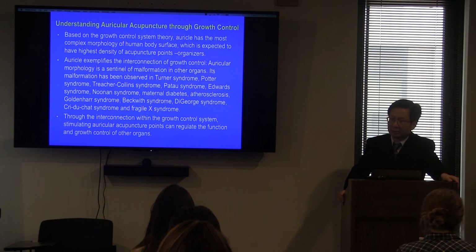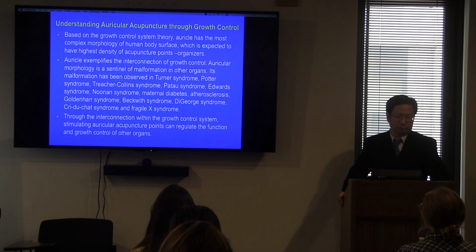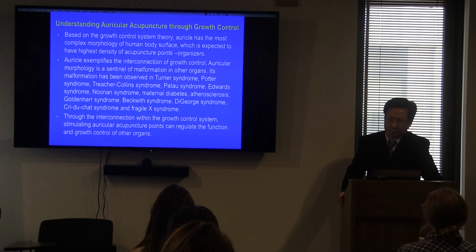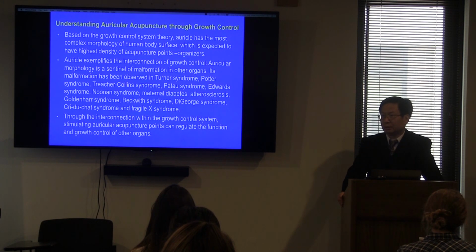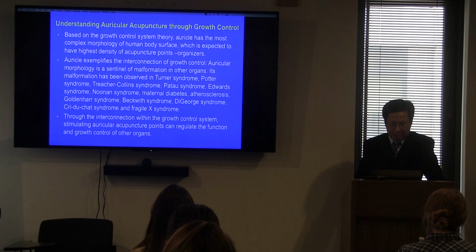And interestingly, we know the external ear morphology has a connection with a lot of congenital malformation syndromes. It's actually taught in pediatric textbooks that if a clinician notices a malformation of the external ear of a newborn baby, that clinician should start searching for organ malformation in that baby, because there is a very high correlation. Like in Patau syndrome, Edwards syndrome, Noonan syndrome, Fragile X.